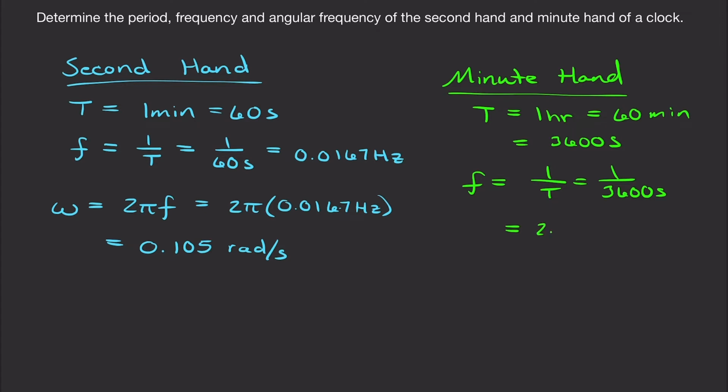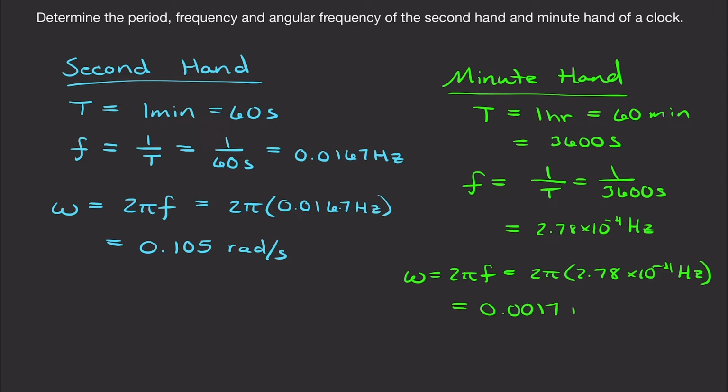And that's going to equal 2.78 times 10 to the minus 4 hertz. And finally, the angular frequency is 2 pi f, or 2 pi times 2.78 times 10 to the minus 4 hertz. And that's going to equal 0.0017 radians per second.